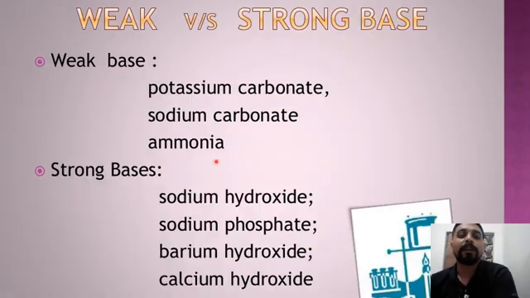Now we have two types of bases, weak and strong bases. Some examples of weak bases are potassium carbonate, sodium carbonate, ammonia. And strong bases are sodium hydroxide, barium hydroxide, calcium hydroxide. You can learn two examples of both.